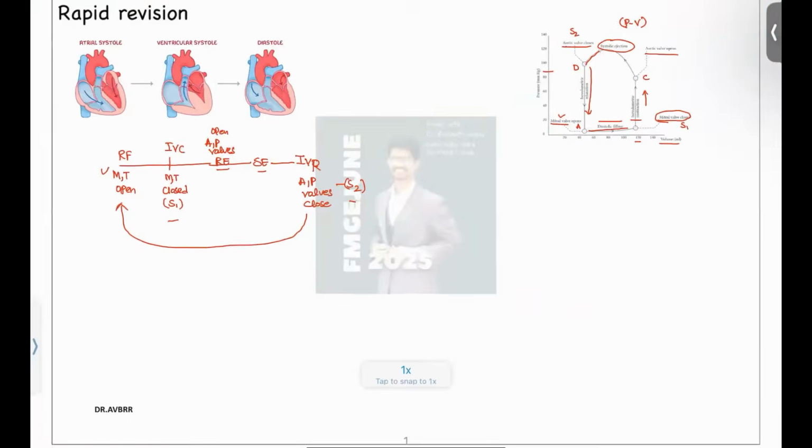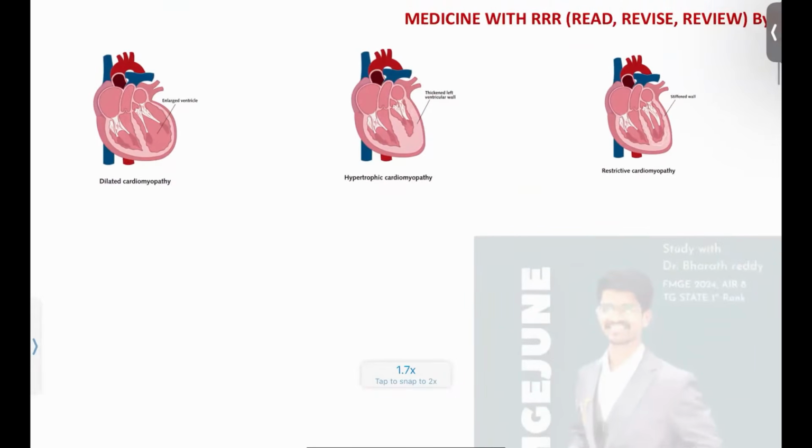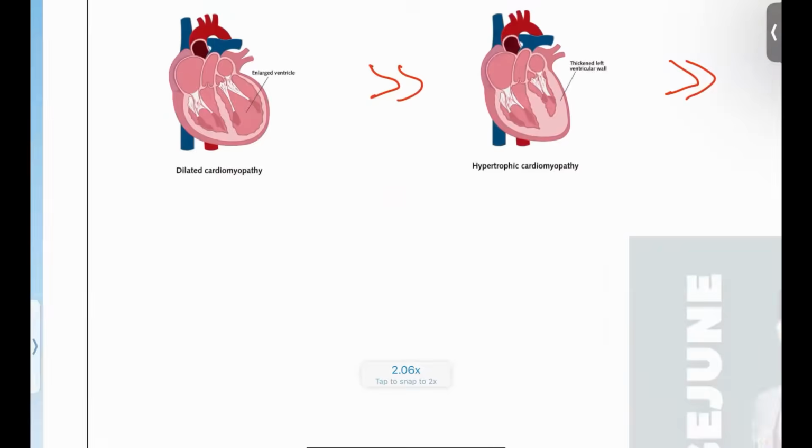Next, moving on to the cardiomyopathies. Cardiomyopathies are also a commonly asked question. Let's understand what the types are. We have three major types. The most common overall is the dilated cardiomyopathy, followed by the hypertrophic cardiomyopathy, and next to that is the restrictive cardiomyopathy. So what is meant by dilated cardiomyopathy?